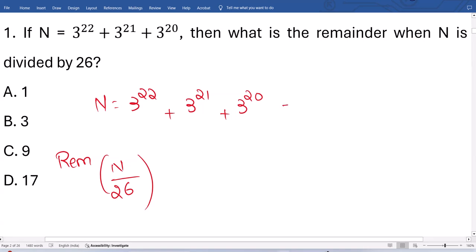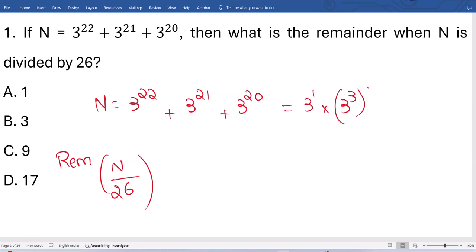How? See, 3 power 22, I can write as 3 power 1 into (3 power 3) whole power 7. Why 3 power 3? I know 3 power 3 is 27, and when it's divided by 26, remainder is 1. That is why I'm writing in 3 power 3 format. Is it correct? 3 power 22 can be written as 3 power 1 into 3 cube whole power 7. 3 power 21 can be written as (3 power 3) whole power 7. 3 power 20 is 3 square into (3 power 3) whole power 6.